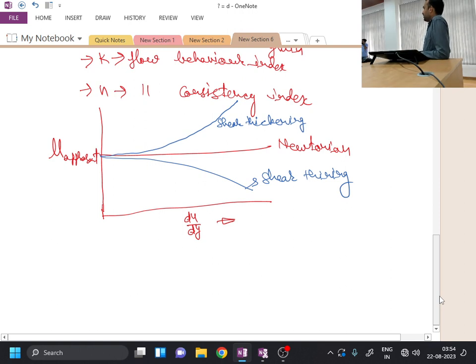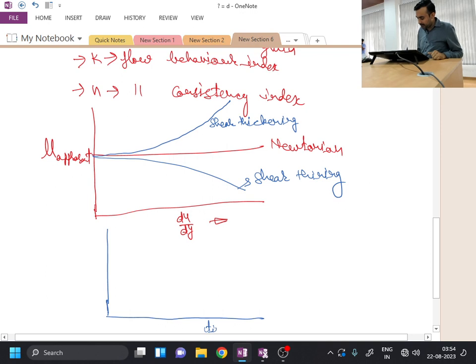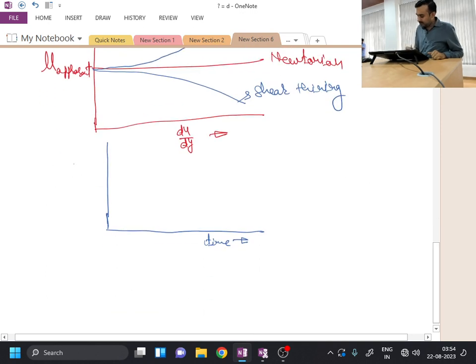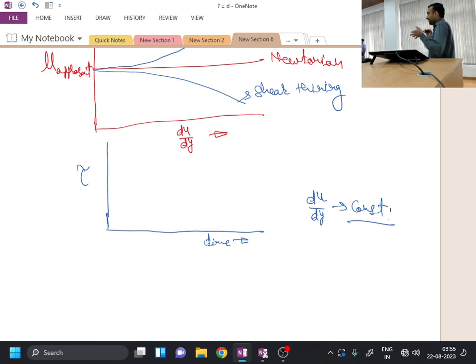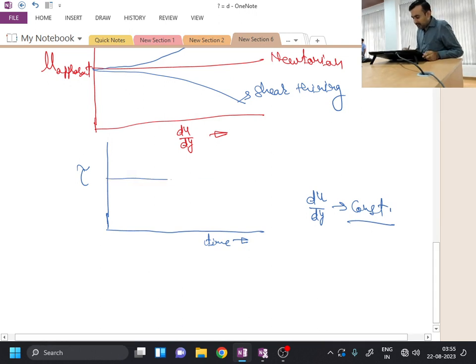Now there is one more categorization which is typically done in terms of the relationship between shear stress and time. Based on that characterization, we call the fluids rheopectic and thixotropic. So I can plot a relationship with time on this side and tau on this side. Now with tau, I want to maintain constant du by dy with time, so the shear rate should not change with time. For Newtonian fluids I will find that my tau will remain the same.